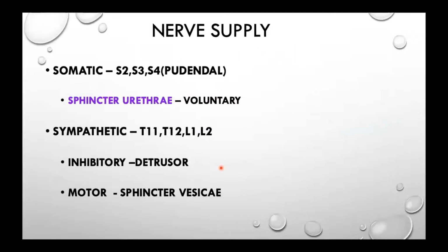And the somatic innervation is by the pudendal nerve to the sphincter urethrae. Okay, so the somatic innervation in the urinary system is to the sphincter urethrae by the pudendal nerve, once again from S2, S3, and S4, and it is voluntary. So even though the parasympathetic innervation is relaxing the sphincter vesicae, the sphincter urethrae is under voluntary control, so it can withhold the act of micturition for a while.